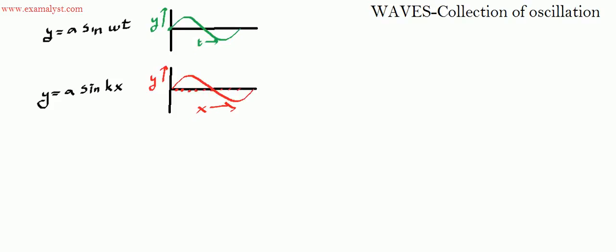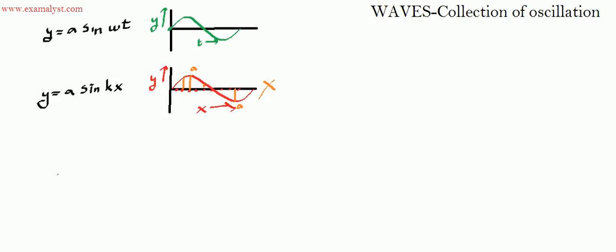It means various particles have various displacements. A particle here has this displacement, the particle here has the maximum displacement, which is a, and this particle here has a very small displacement. This particle here has a maximum displacement in the other direction, and so on. But this did not represent a wave, so this is of no use.